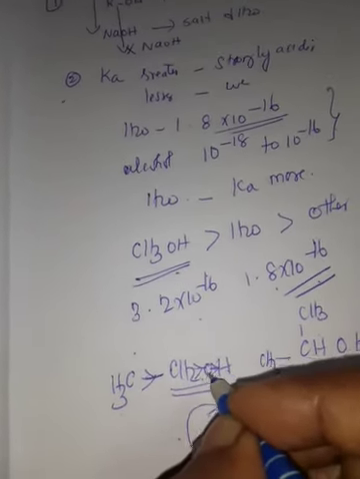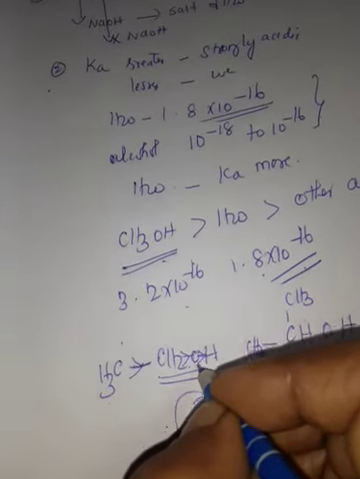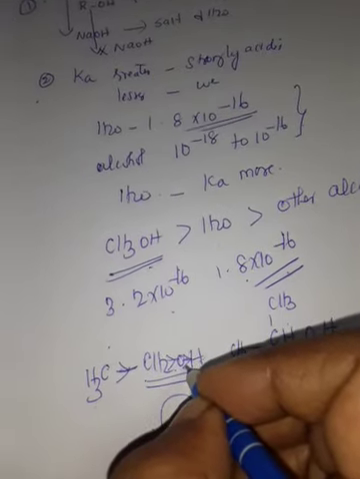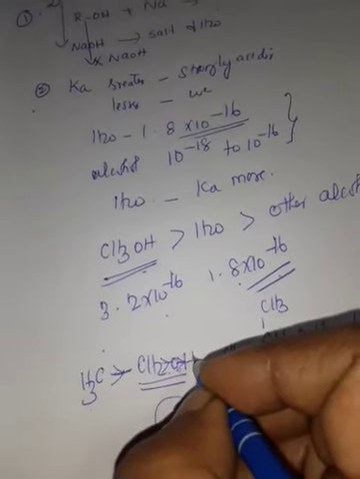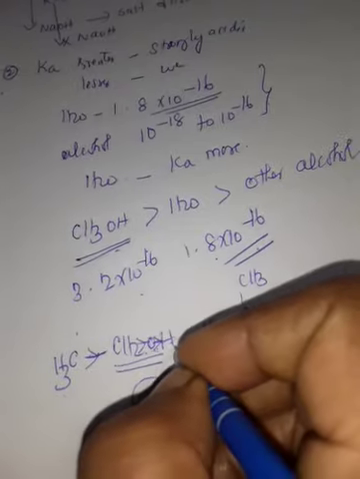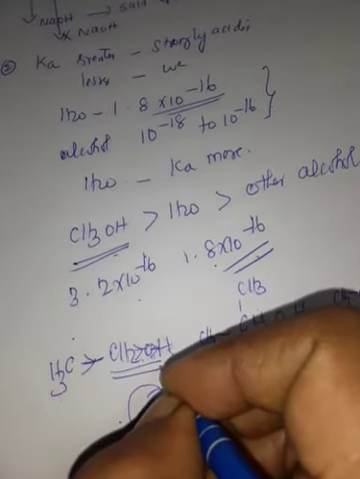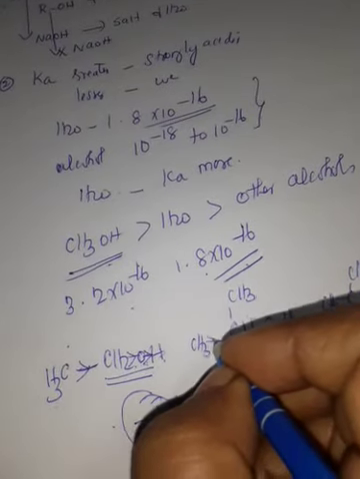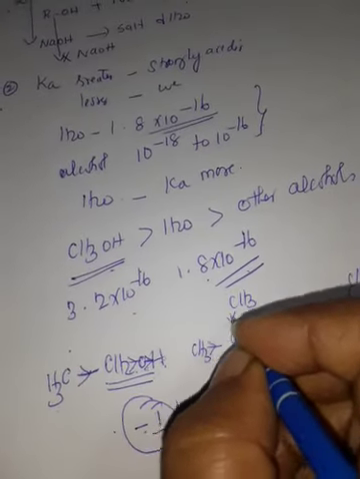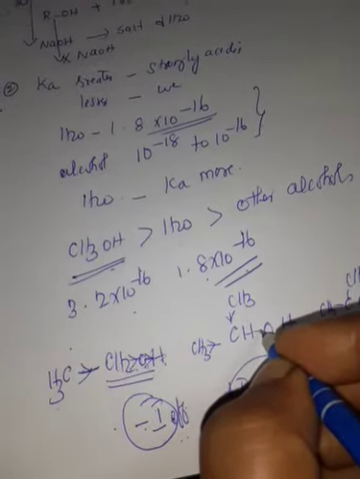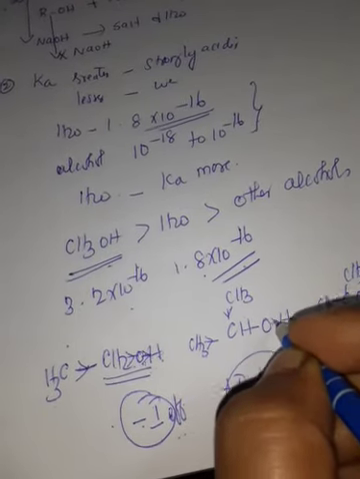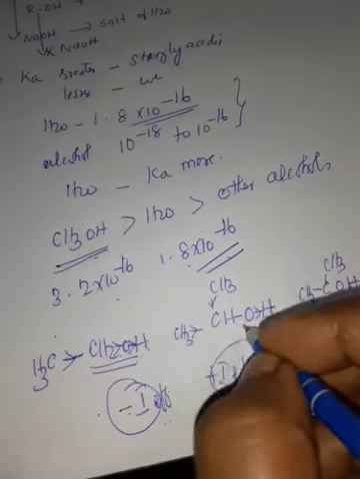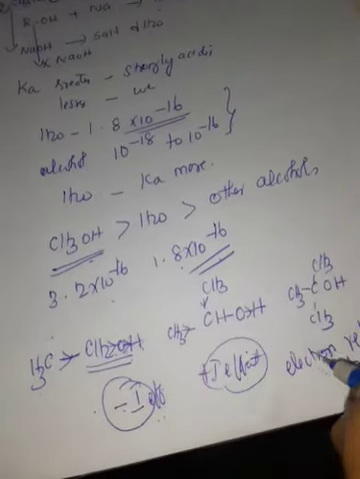So the electron density increases here in the OH, so the bond becomes stronger. So H cannot come outside, so acidic character decreases. When compared here, two methyl groups release electrons, both coming here. So this bond becomes stronger when compared to this one, because alkyl groups are electron releasing groups.